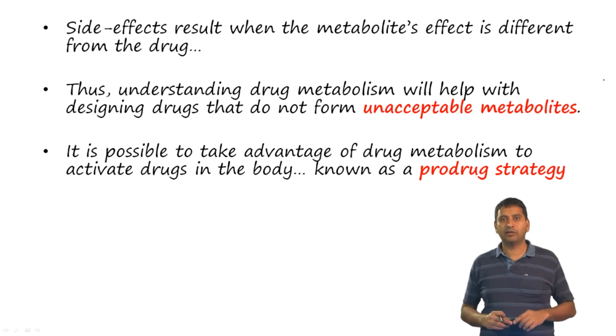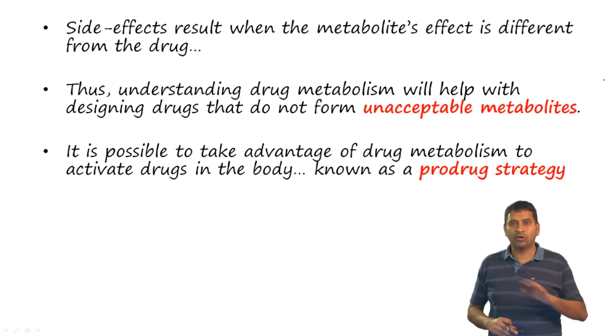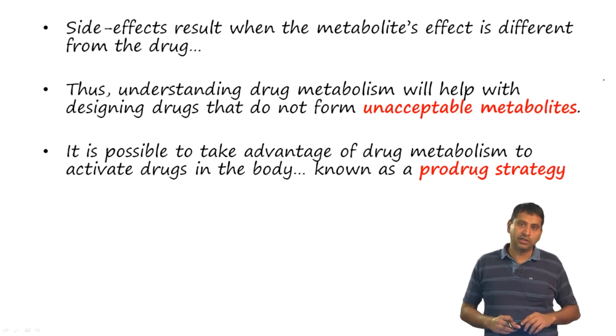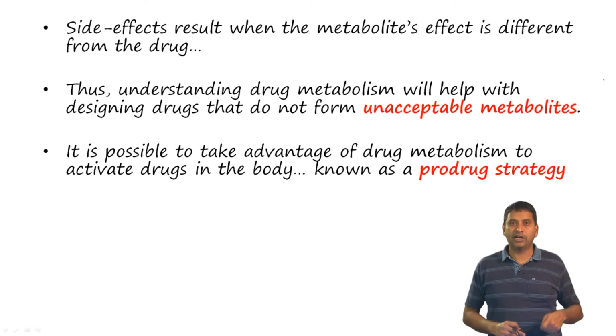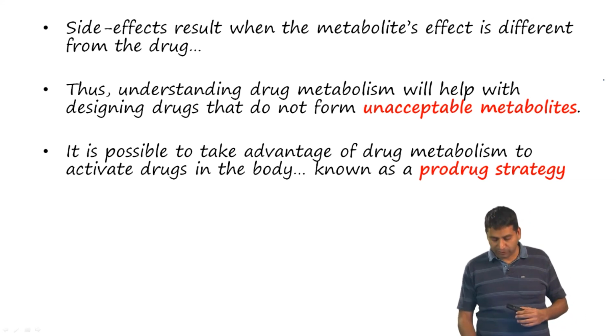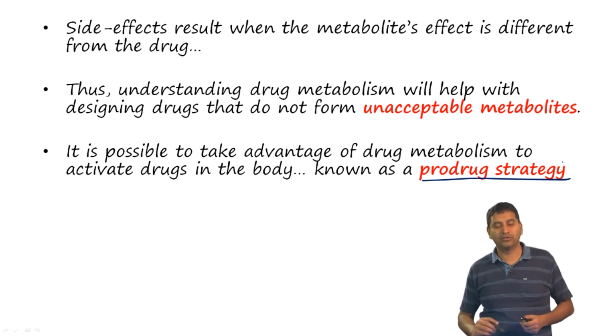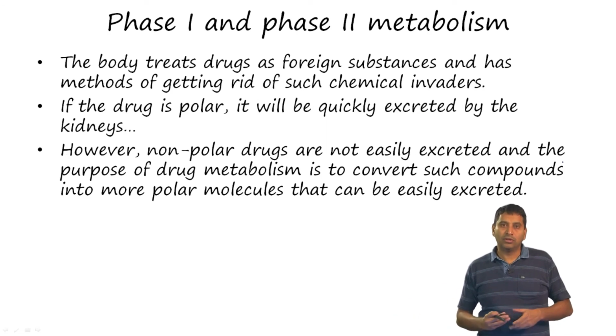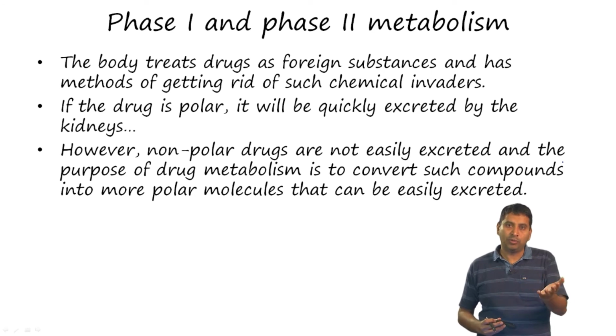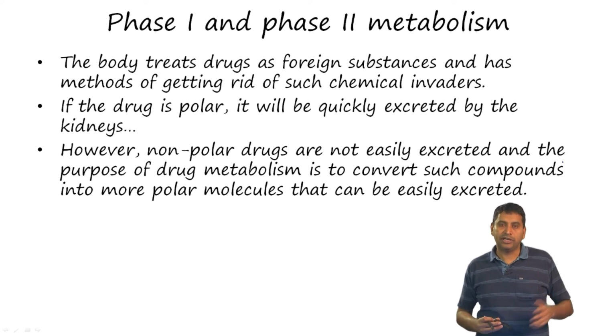So, understanding drug metabolism will help with designing drugs that do not form unacceptable metabolites. It is also possible to take advantage of drug metabolism to activate the drug in the body. This strategy is known as the prodrug strategy. We look at this in detail towards a later part of the course. So, metabolism is divided into two parts. It is called phase 1 metabolism and phase 2 metabolism. We look at both of these in some detail in this lecture.